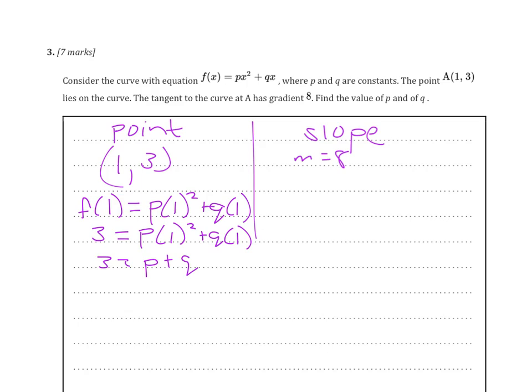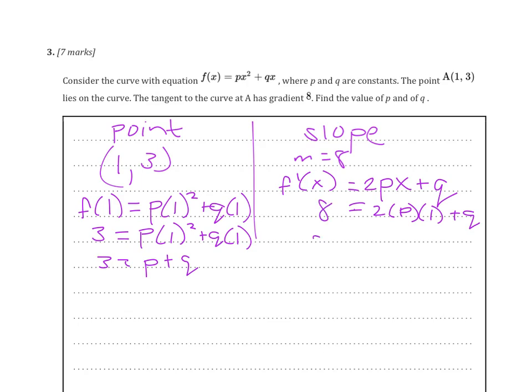Let's say I didn't know my slope of the tangent line. I would differentiate my original function. So that would be 2 times p times x. That's the derivative of px squared. Then the derivative of qx would be plus q. But again, just like before, we're going backwards. We know that when the x value of the point is 1, the slope, or the y value of the first derivative, is, not 3, is 8.